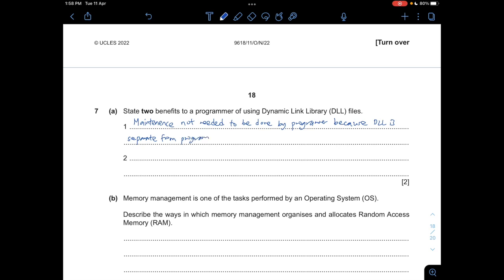And then 2 would be that the executable file size is smaller because it does not contain all the library routines.